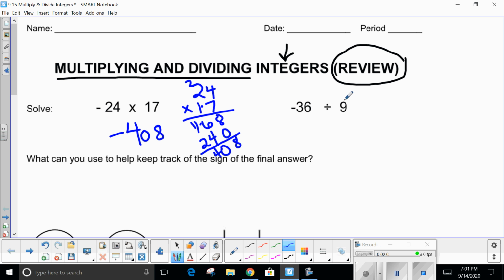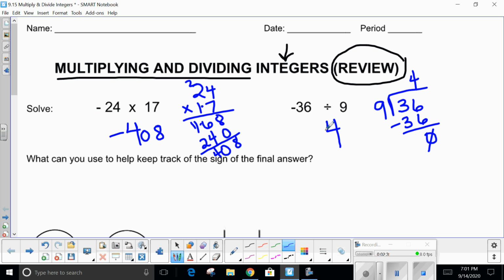Well, we can just look at them like whole numbers, and we're going to say 36 divided by 9, and what does that equal? So 9 goes into 36 4 times. 4 times 9 is 36, so we subtract that group, that 4 groups of 9, and that leaves us with 0, so now we know we're done. So we know our answer is 4, but this was negative and this was positive.